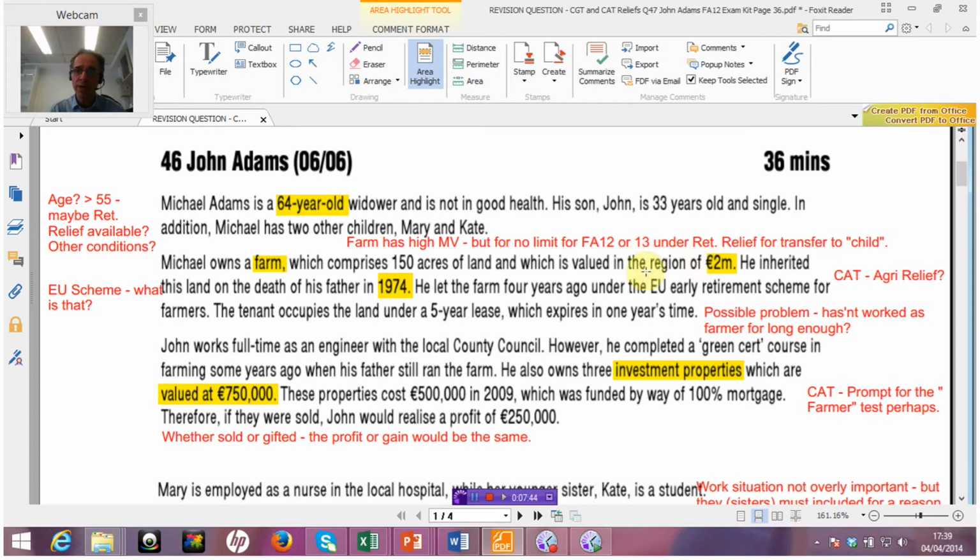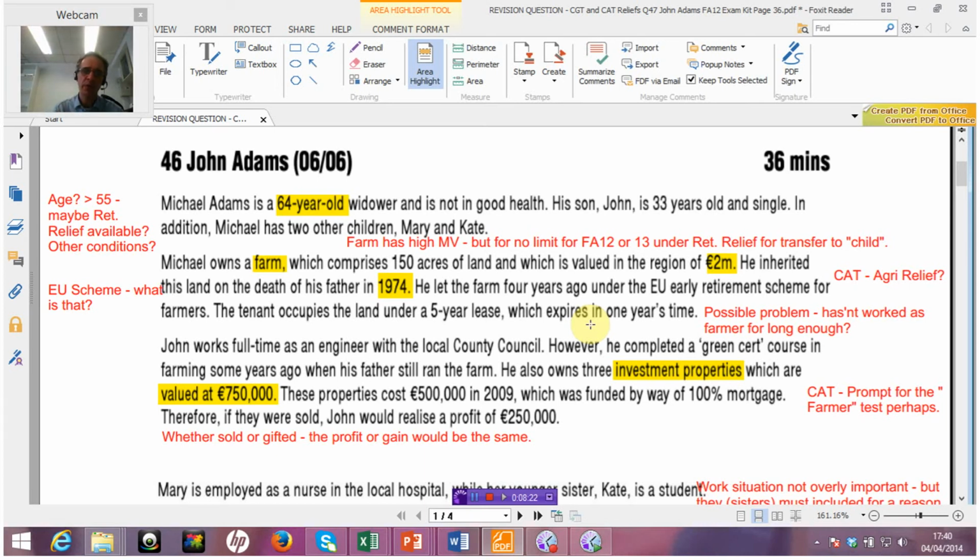When I read down this paragraph, it talks about something called the EU scheme in relation to his retirement. Now, I may or may not know what that is, but it's also linked to the fact that he appears to have let the farm. That could be an issue because certainly one of the conditions relating to various reliefs is a time condition, in other words, the length of time that the individual farm has been farmed for. So we have to watch out for triggers. The more triggers that we know, the better it's going to be for us.